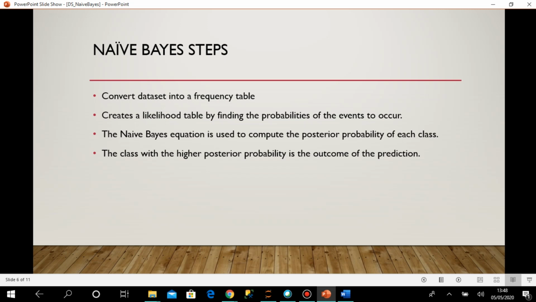To summarize again, first we convert our data set into a frequency table, then we create the likelihood table by finding the probabilities of the events, and when we create this likelihood table, we assume that every feature is independent of each other. Then we compute the posterior probability for each possible outcome class, take the maximum posterior probability, and select it as the predicted outcome for the test data. So those are the steps.